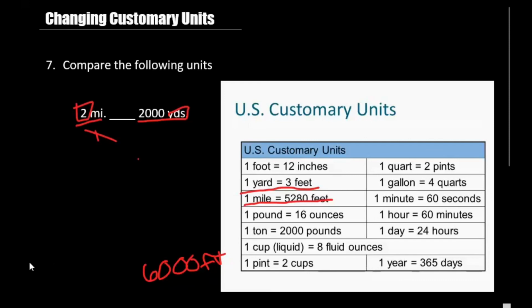So we have 10,560. And it's pretty obvious, 10,560 is more than 6,000. So basically, 2 miles is more than 2,000 yards.